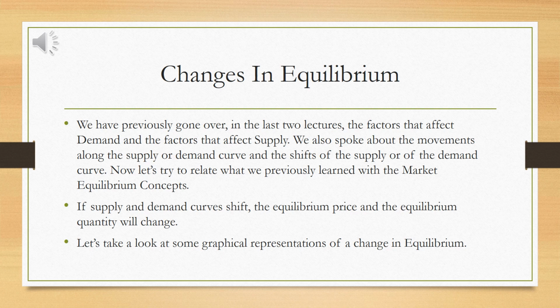We have previously gone over in the last 2 lectures the factors that affect demand and the factors that affect supply. We also spoke about the movements along the supply or demand curve and the shifts of the supply or of the demand curve. Now, let's try to relate what we previously learned with the market equilibrium concepts. If supply and demand curves shift, the equilibrium price and the equilibrium quantity will change. Let's take a look at some graphical representations of a change in equilibrium.